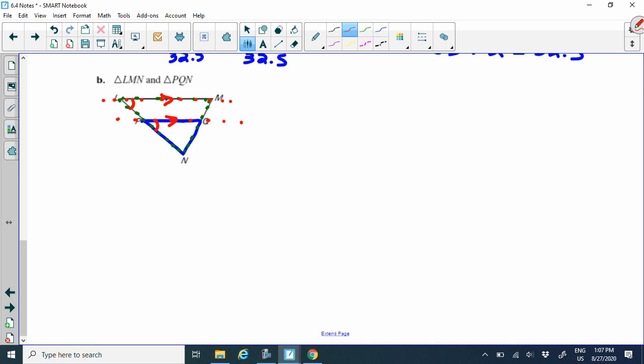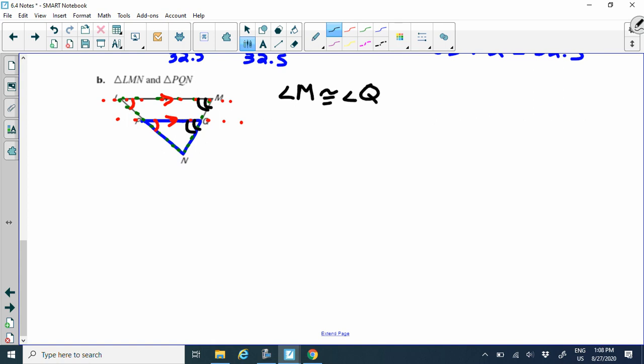So what we can say is the corresponding angles are going to be congruent. That means angle L and angle P are congruent, and we can say the same thing with angle M and angle Q. Really we can just stop there, but let me write those. So we can say angle M is congruent to angle Q.